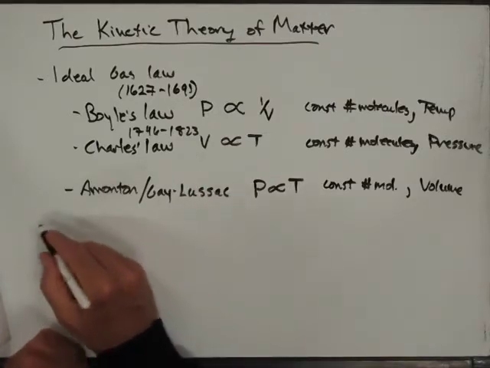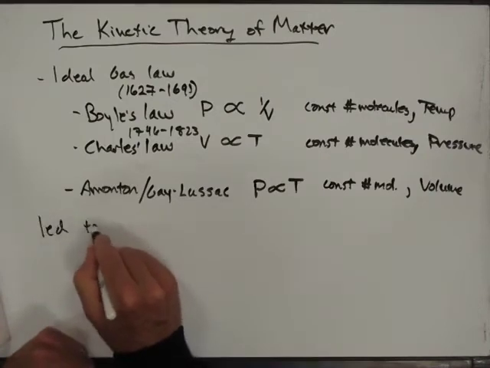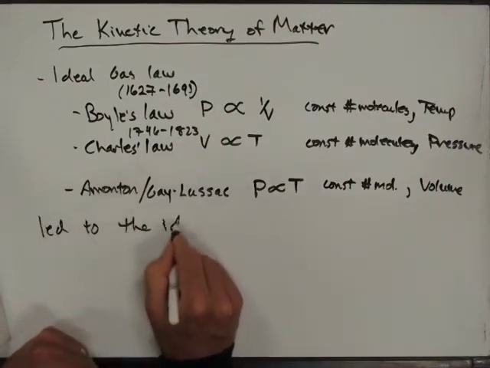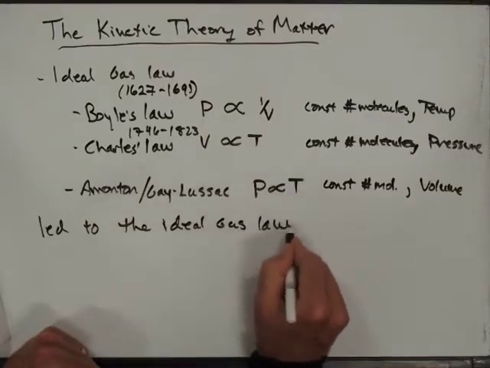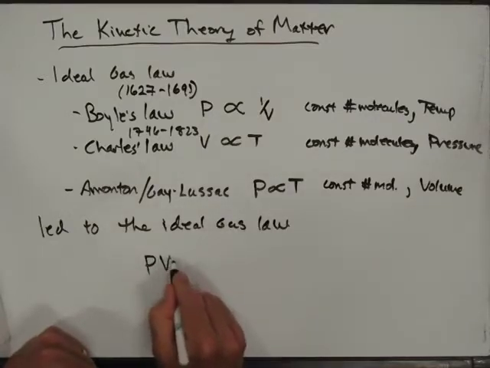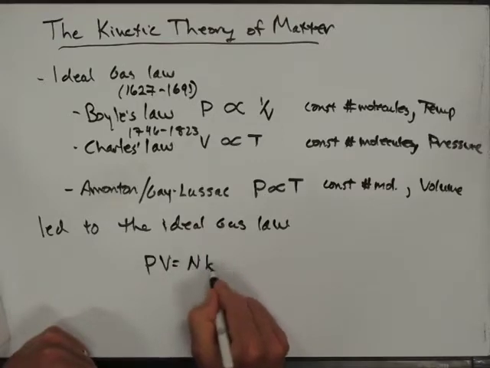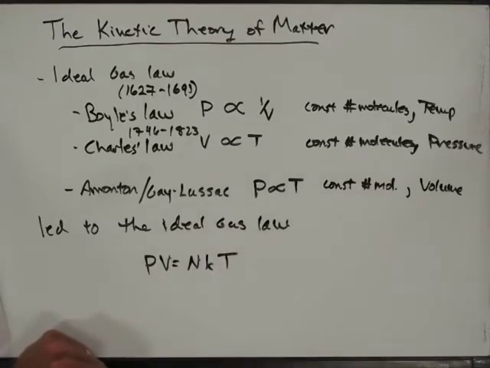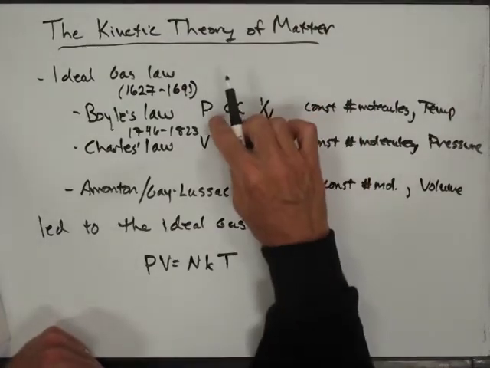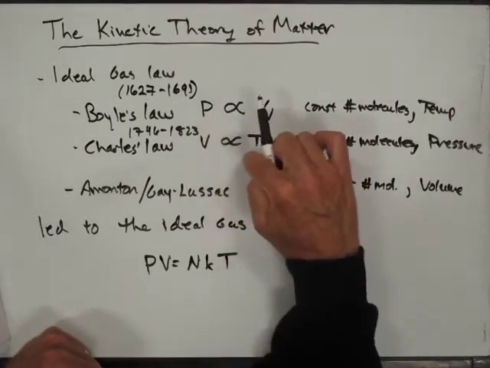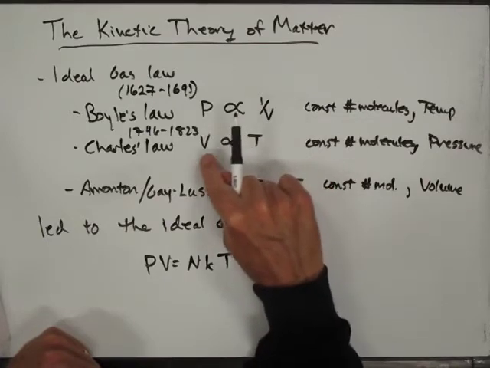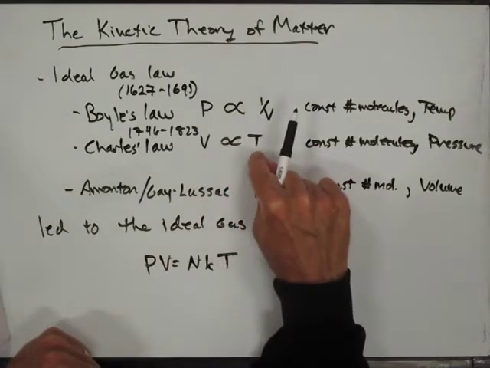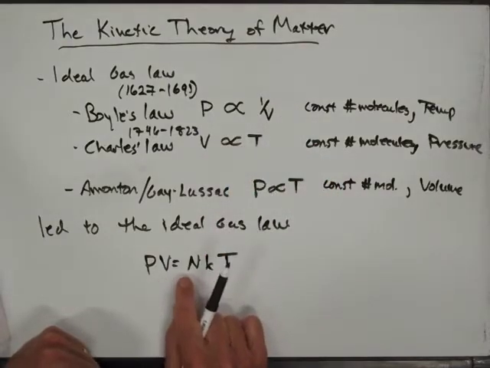And this led to the ideal gas law, which you've probably seen. This is PV equals NkT. And you probably remember that, if you want to change proportionality to an equal sign, you just have to put in a constant. If V is proportional to T, then V is equal to some constant times T. And so that's what this does; it satisfies all those equations.